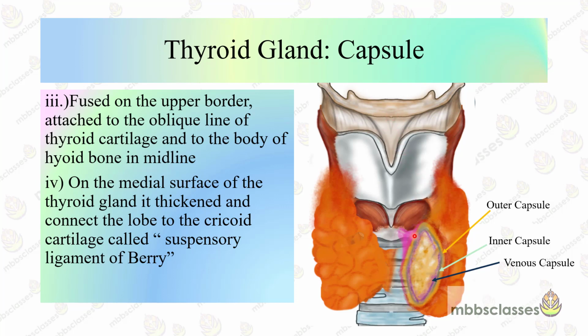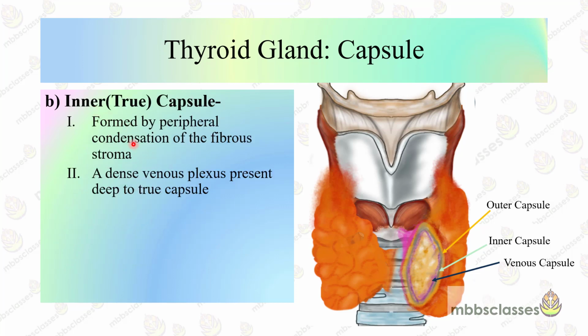But on the medial surface here, which is shown here in the purple color, this part of the outer capsule is thickened, and they attach the thyroid gland to the cricoid cartilage, and this thickened part of the thyroid capsule forms the suspensory ligament of Berry.